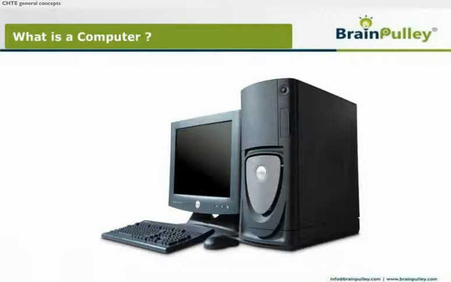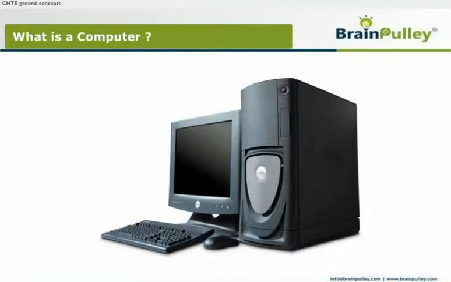A less obvious but extremely common application for computers can be found in their use as embedded devices in a multitude of electronic products, like cameras, cell phones, toys, appliances, and so on.